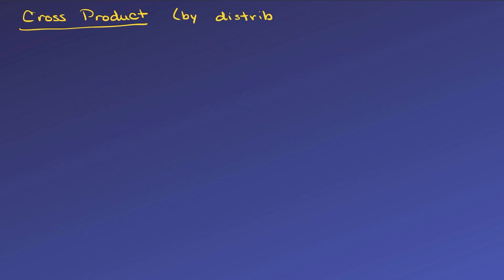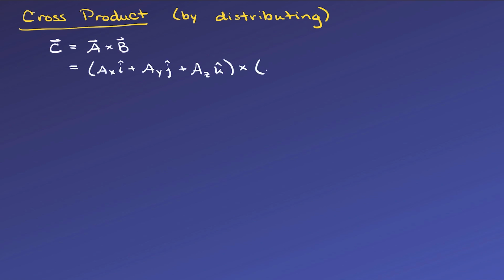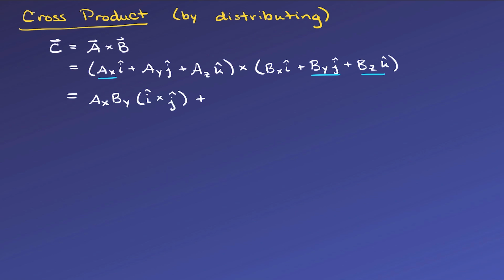There are two ways to evaluate the cross product. The first is just by distributing, which is what I use most of the time. To do this, we write both vectors in Cartesian form and distribute them term by term. Now, if you actually know your vector components, then you can do this with numbers and it works the same way. We can ignore any like terms because we know they go to 0.